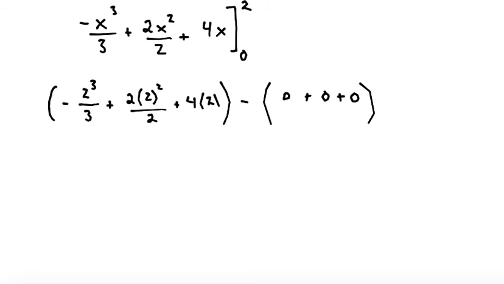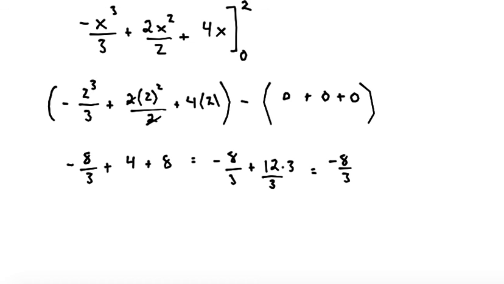Okay, so simplifying, we get 2 cubed is 8, negative 8 over 3, plus this 2 and this 2 can cancel to make that a 2 squared is 4, plus 4 times 2 is 8. So we can add the 4 and the 8 to get 12, so negative 8 over 3 plus 12. And then to add these two fractions, we need to make a common denominator. So make a denominator of 3, which means we need to multiply the numerator by 3 as well to get negative 8 over 3 plus 36 over 3, which is equal to 36 minus 8 is 28 over 3, which would be the final answer.